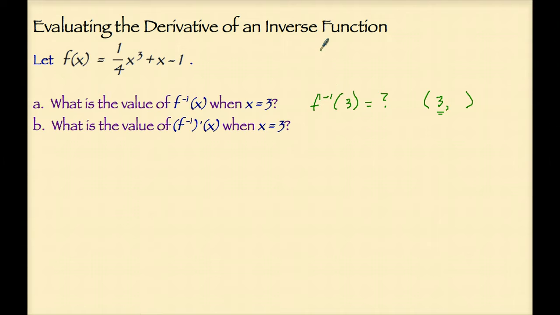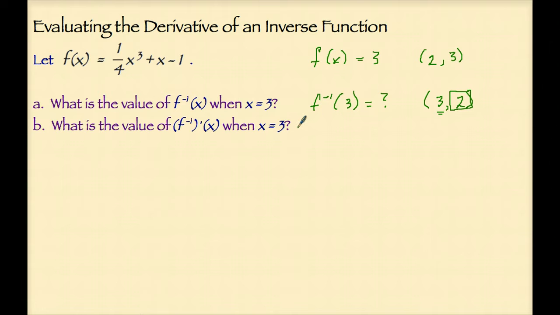Well, that means for the original function, we're wondering what x value corresponds to a y value of 3, this ordered pair. And you can see that on the original function, when x is 2, y is 3. Therefore, on the inverse function, the ordered pair 3, 2 applies. Therefore, f inverse of 3 is equal to 2. That's the answer to letter A. We're going to need that value to answer the question in letter B.